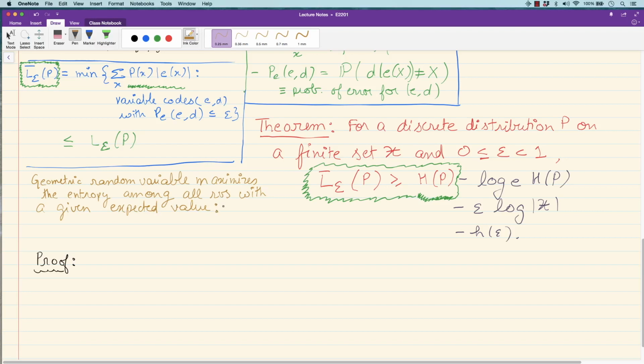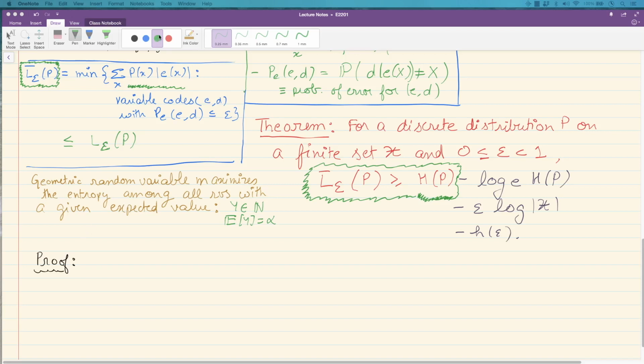Well, that's the statement in English. Mathematically, what the statement says is, if you have a random variable y that takes values in integers and has expected value of y equal to some alpha, then what we can show is the following.